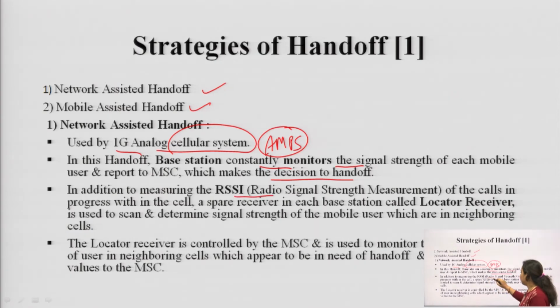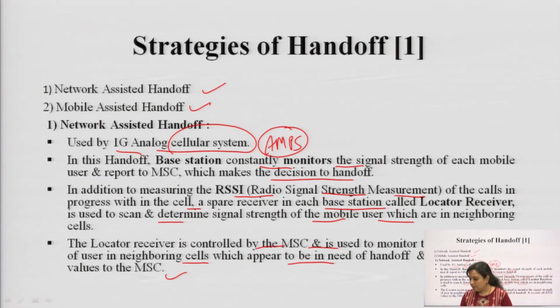In addition to measuring the RSSI, that is the radio signal strength of the calls in progress within the cell, a spare receiver in each base station, called the locator receiver, is used to scan and determine the signal strength of the mobile users which are in neighboring cells. So, it will transfer the call from one point to another point. The locator receiver is controlled by the MSC and is used to monitor the signal strength of users in neighboring cells which appear to be in need of handoff, and it records RSSI values to the MSC. So, this is the main requirement that we are talking about, that is RSSI. This is network assisted handoff.